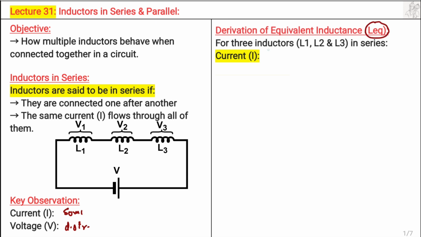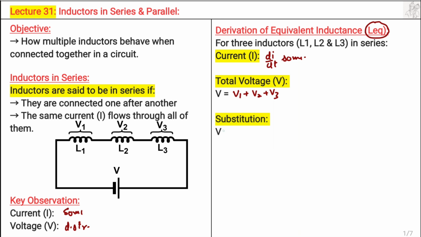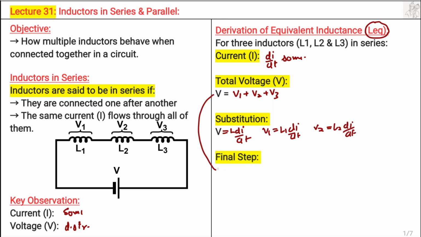For the three inductors in series, current is the same. Therefore, the rate of change of current will also be the same. And voltage is distributed. Therefore, net voltage is simply equal to V1 plus V2 plus V3. On substitution, we know that V is equal to L di by dt. Therefore, V1 is equal to L1 di by dt, V2 is equal to L2 di by dt, and so on. So this equation becomes L di by dt equal to L1 di by dt plus L2 di by dt plus L3 di by dt.